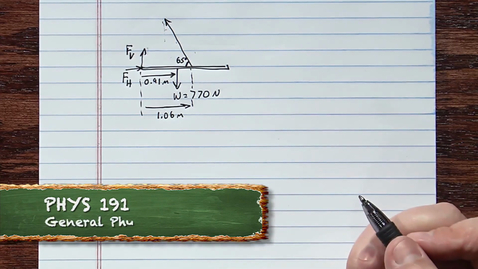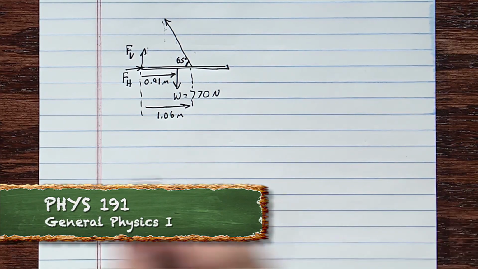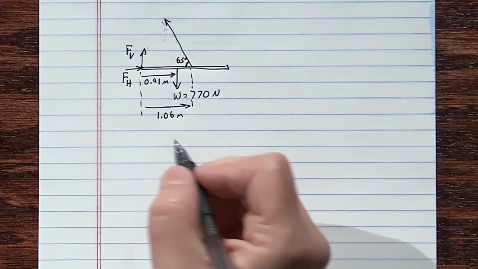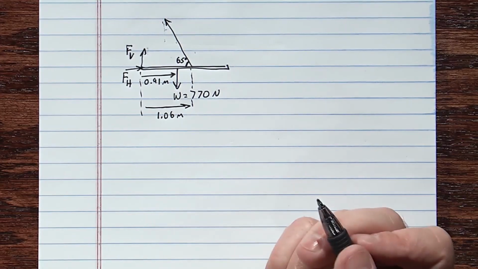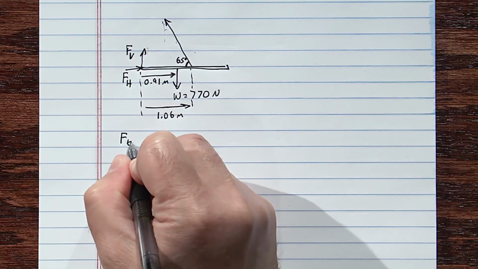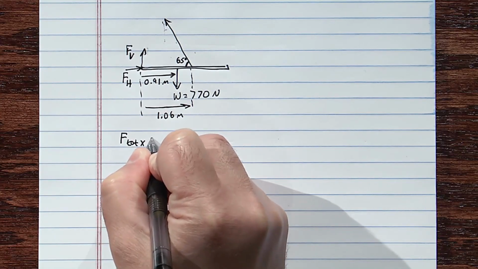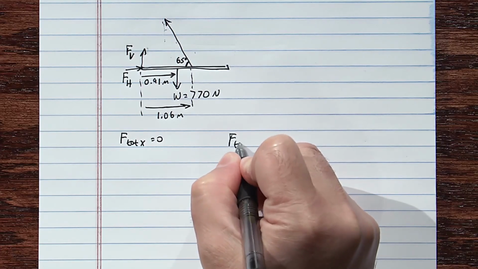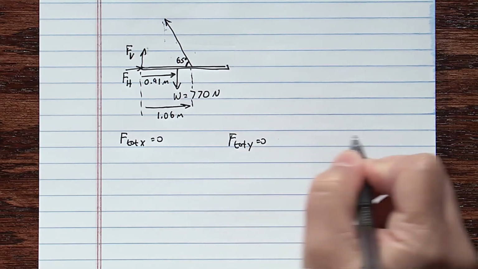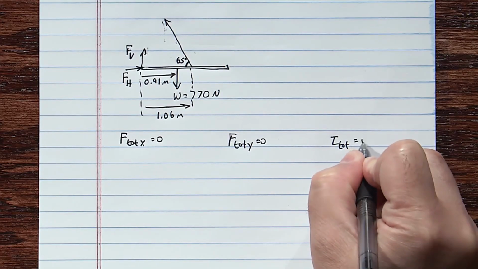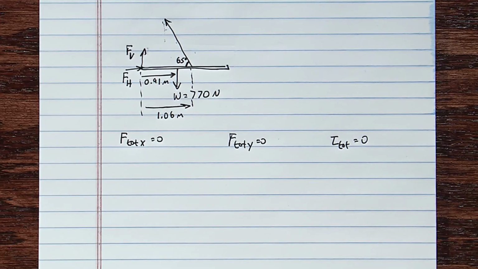Now, we have all of the information that we were given, and so we will identify this as an equilibrium situation, and we can write down our equations. Force total X is equal to 0. Force total Y is equal to 0. And torque total is equal to 0.